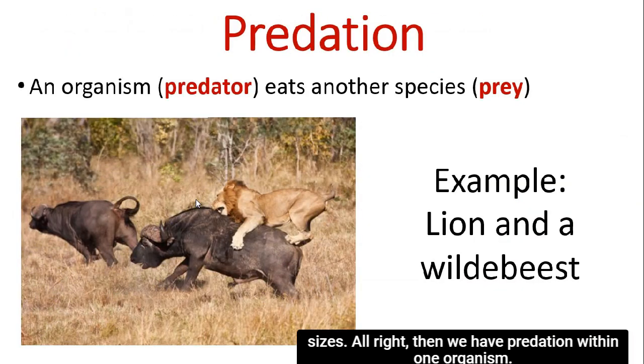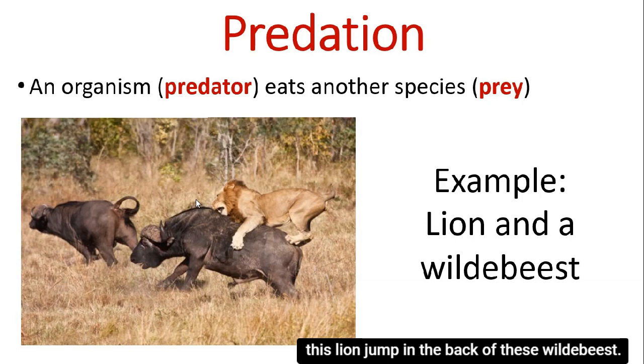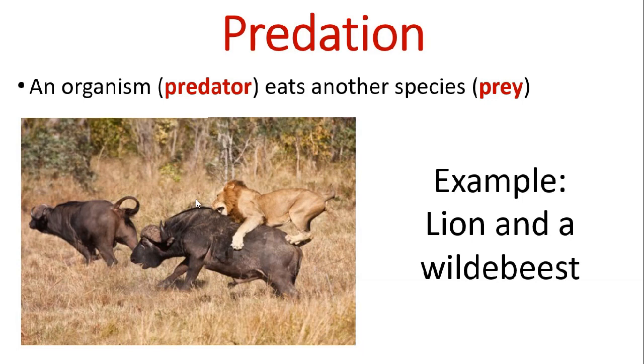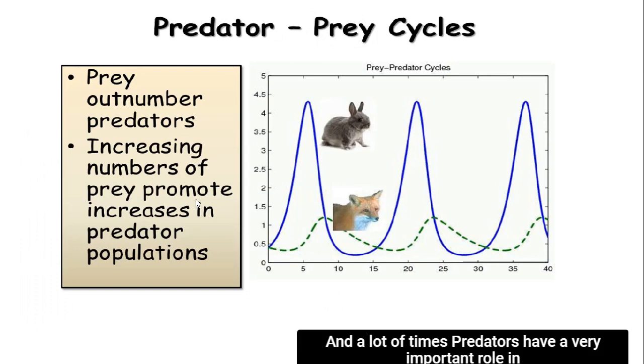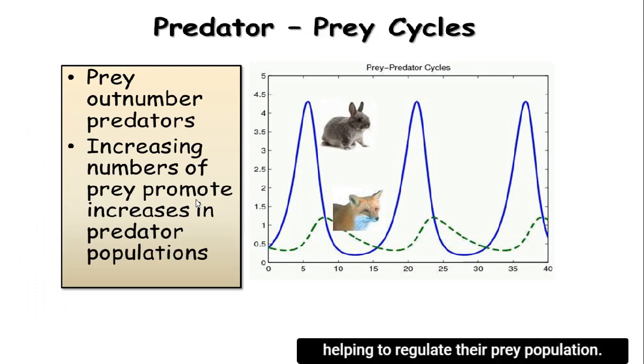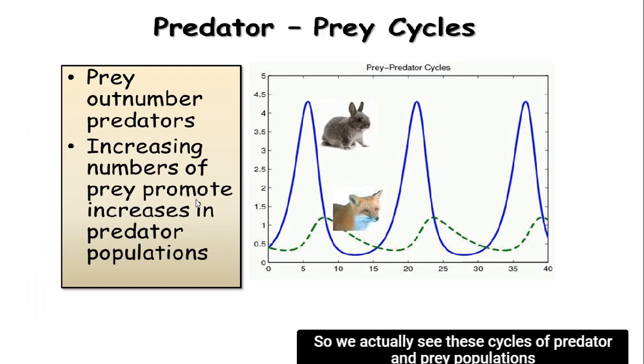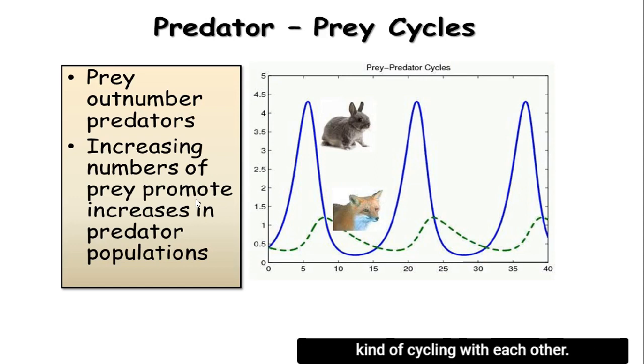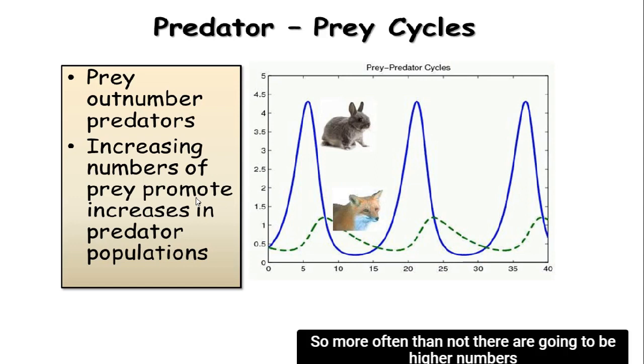All right. Then we have predation, when one organism, the predator, is eating another organism, the prey, such as this lion jumping on the back of these wildebeest. And a lot of times, predators have a very important role in helping to regulate their prey population. So we actually see these cycles of predator and prey populations kind of almost cycling with each other. So, more often than not, there are going to be higher numbers of prey naturally in the environment versus the predators.